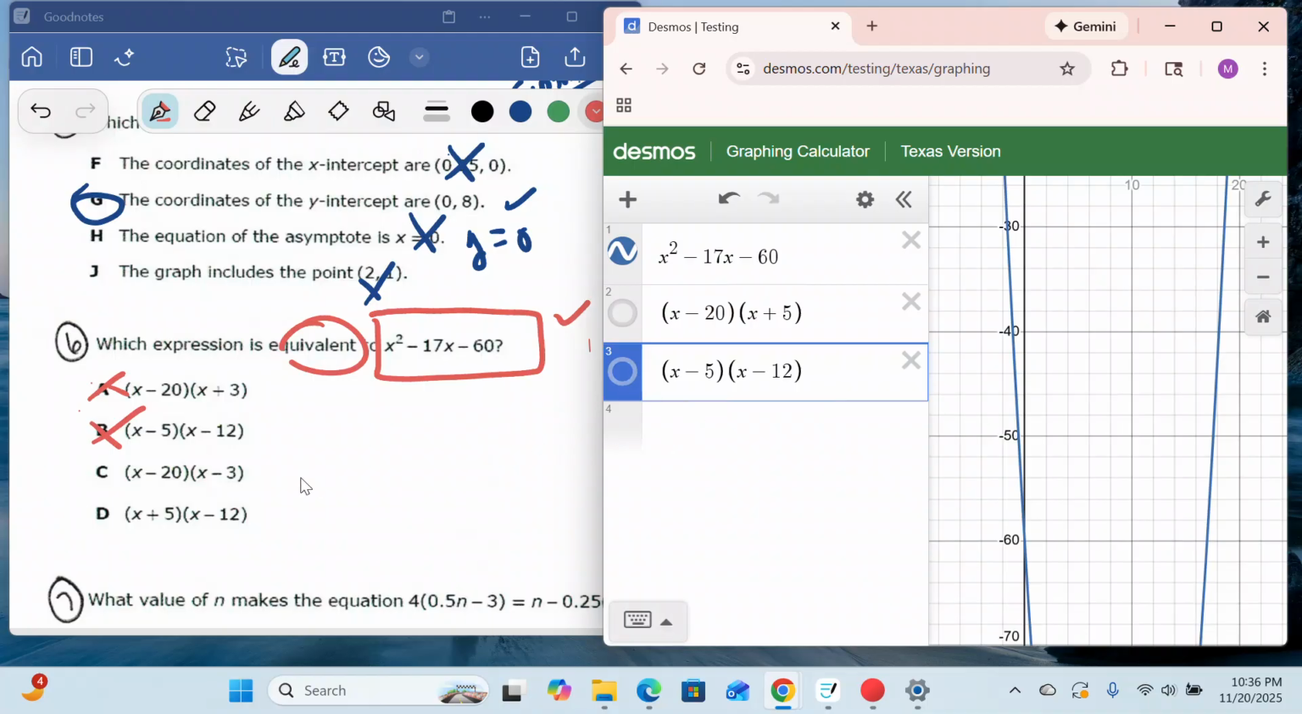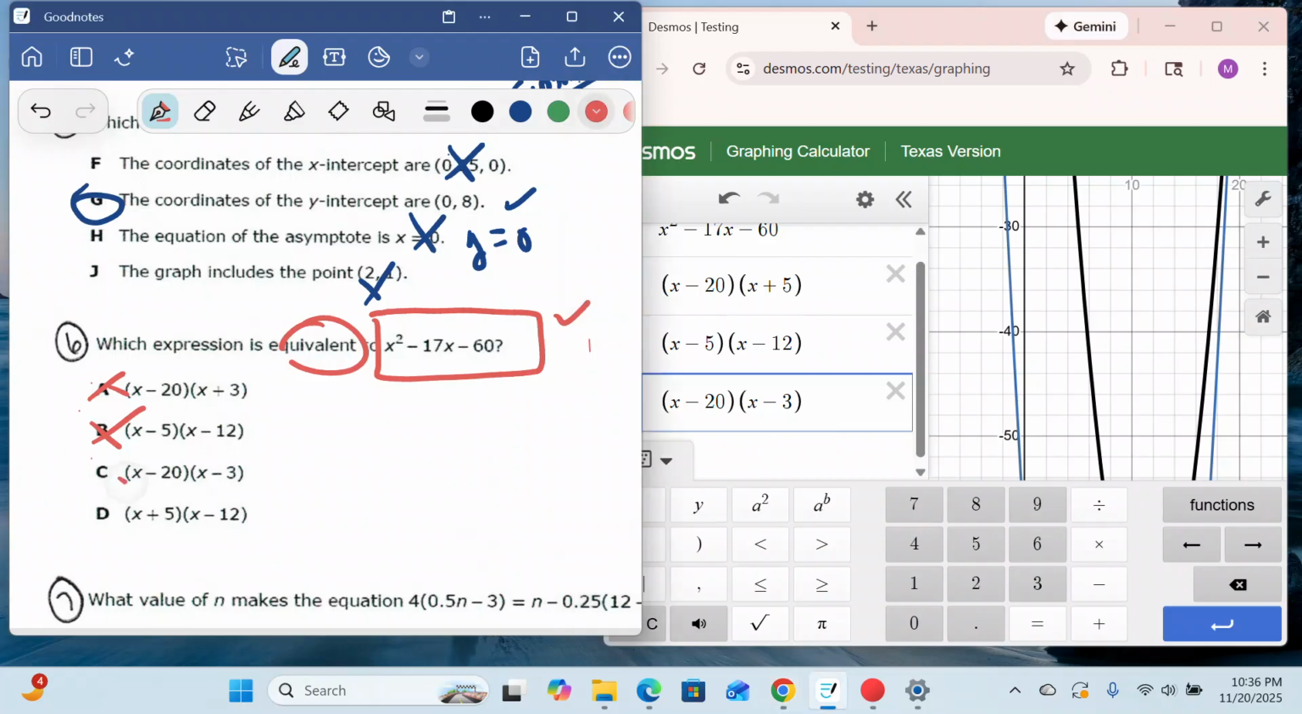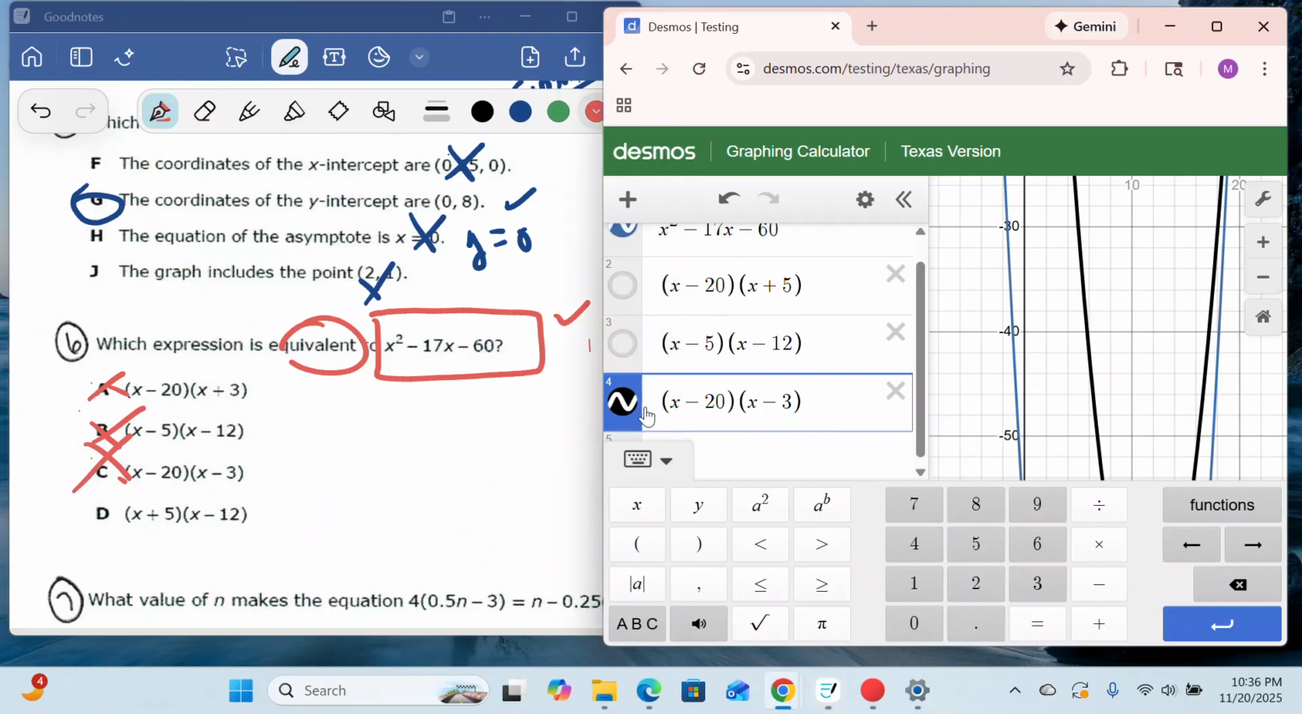But you can leave it there, just uncolor it, then you input C. So let's go ahead and input C and find out if this is a lucky one. (x minus 20), close parentheses, open parentheses, (x minus 3), close parentheses. Once again, another one that's not right on top of it, so this one is not equivalent. So in this case, we had to try every single one. Most likely it's going to be the last one because in a multiple choice STAAR test, it has to be one.